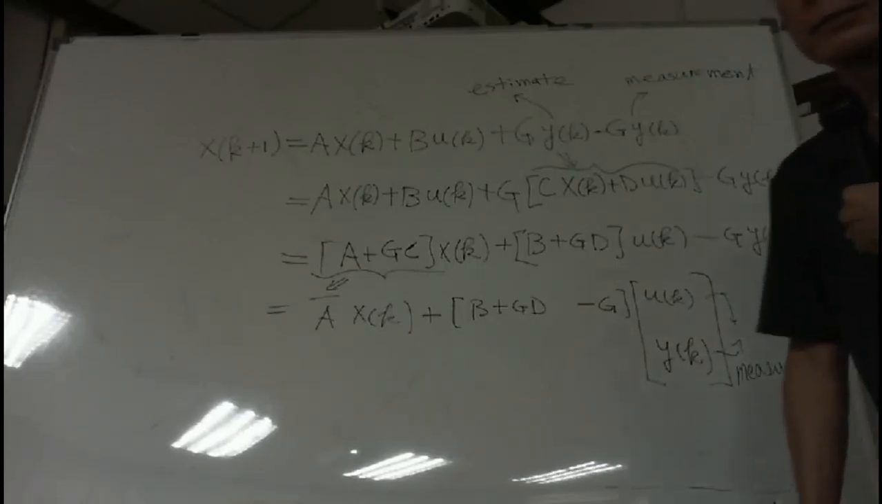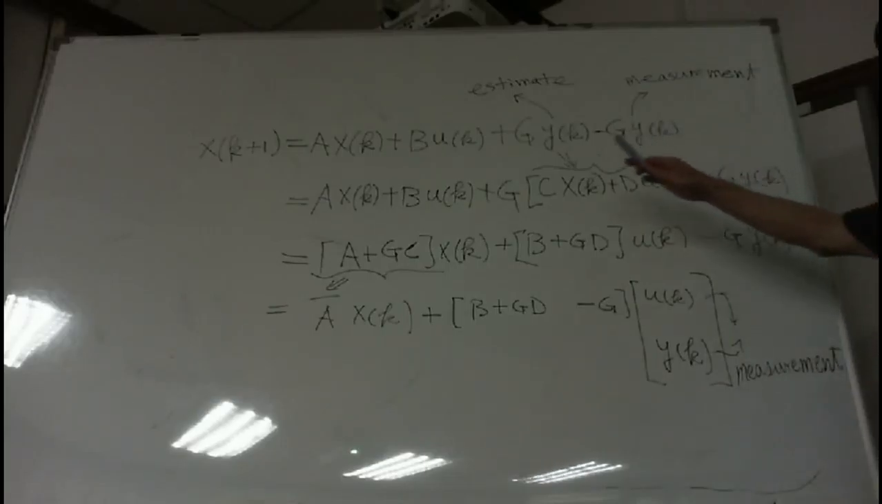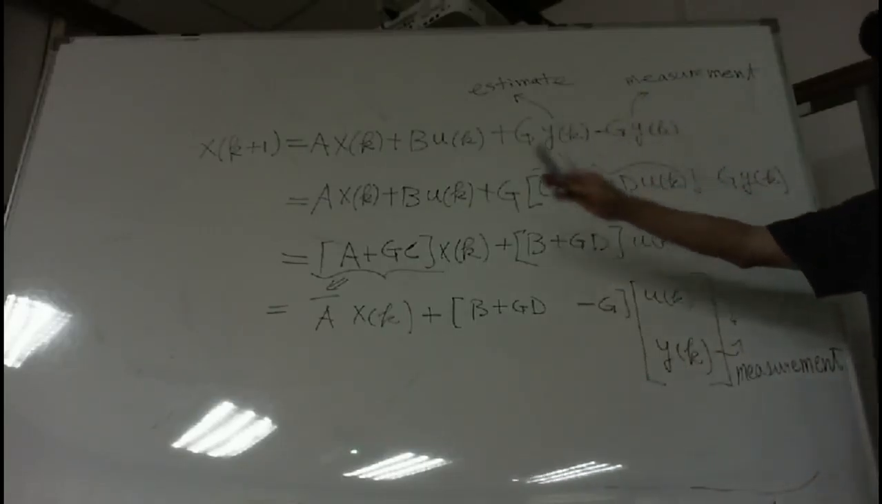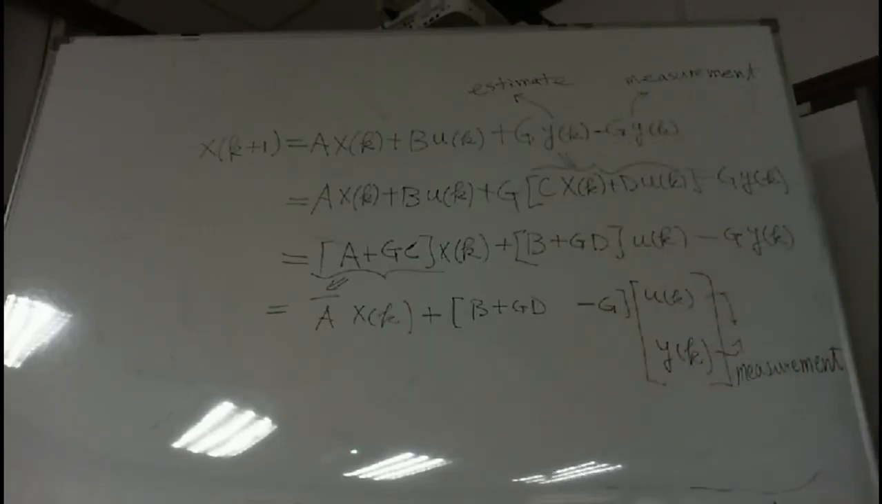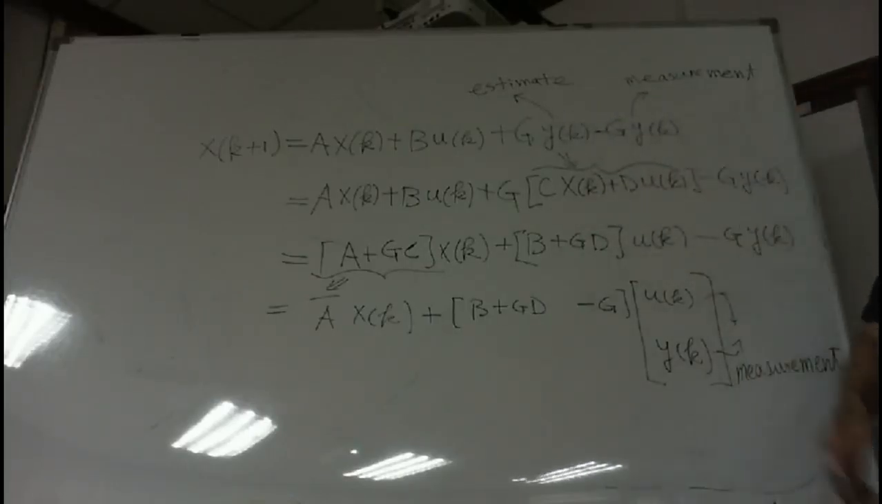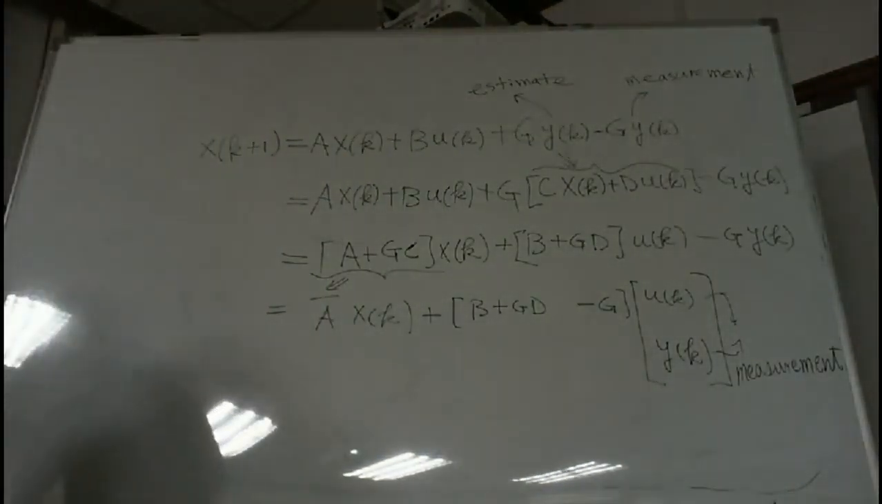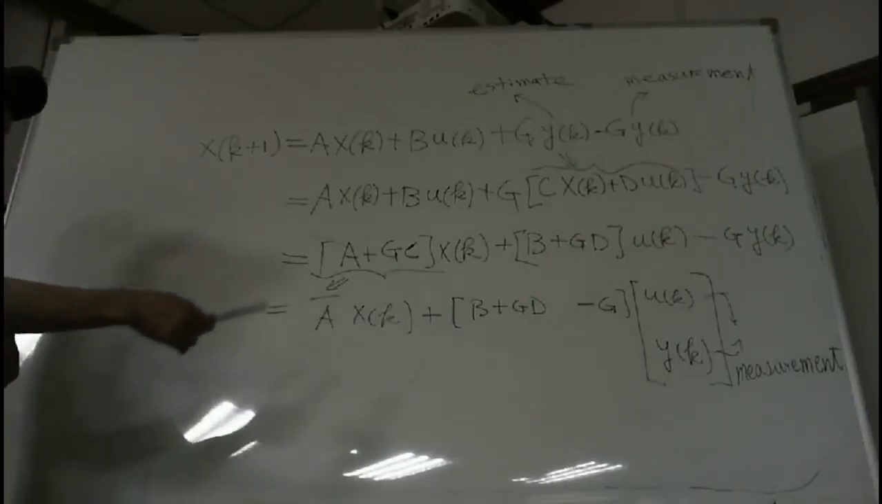Any questions so far? No? Okay. This is in theory. All we are talking about here is in theory. In theory, we assume that estimate and measurement are identical, and then you can write this. That's my theory. In practice, it's not like that, but anyway, this is the way we derive the observer.